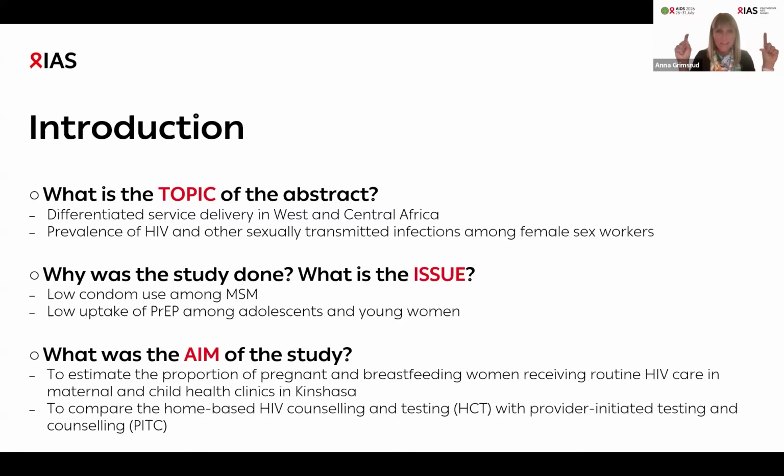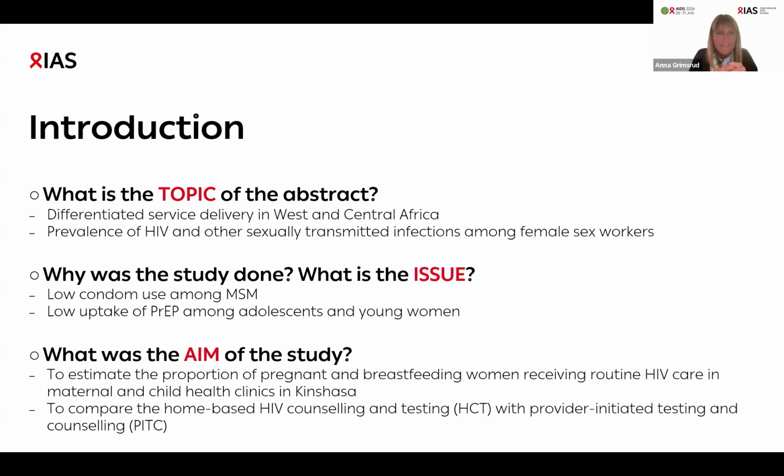So the sentence at the top should have the broadest application, and you should be getting to more specific parts as you go through your introduction. So you've got some examples here of what a topic could be, such as differentiated service delivery in West and Central Africa. Then you've got the why, or the issue. Could be something like low condom use or low PrEP uptake among specific populations.